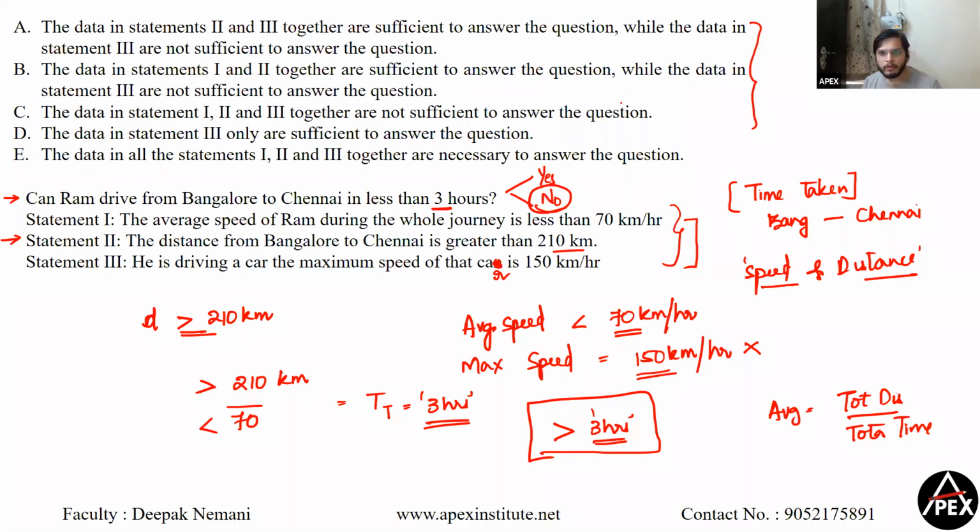So what was asked in the question? Can Ram drive from Bangalore to Chennai in less than 3 hours? Are we asked to determine the time? No. Are we asked will Ram drive from Bangalore to Chennai? No. That's not the question asked.